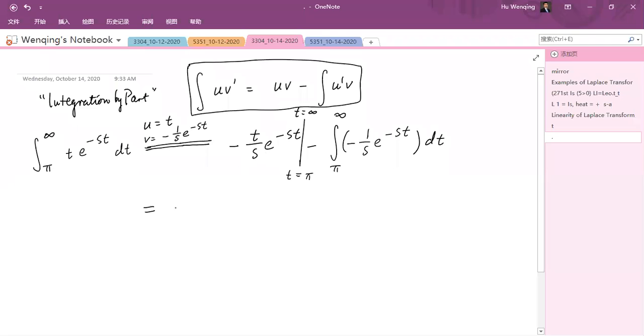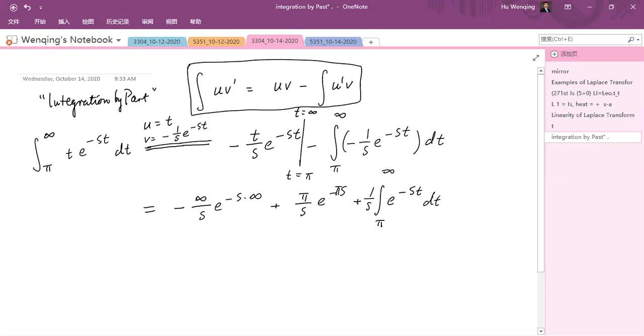Okay, so that's going to give you a very simple formula. When t is equal to infinity, that's going to be minus infinity divided by s e power minus s multiplied by infinity. And when t equals pi, it's going to be plus, right? Minus minus is plus, so pi over s e power minus s pi. And since there are two minuses, there's a plus the integral from pi to infinity of 1 over s e power minus s multiplied by t dt. Is that good for everybody?